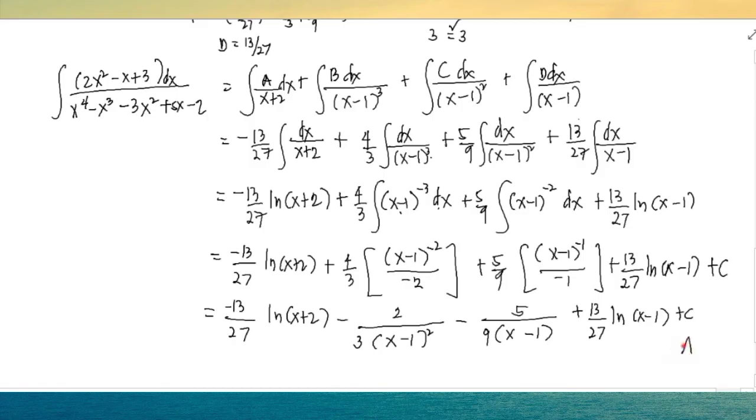And this is our final answer. So kung mapapansin niyo sa module ninyo na itong apat na term na to ay nagpalit-palit lang siya ng posisyon. So, nauna doon si negative 13 over 27 ln of x plus 2. Pagkatapos, sinundan nung pang 4th term natin, and then sinundan nung pang 3rd term natin, and pang 2nd term natin. So, etong mga to ay nagpapalit lang ng order, depende sa pag-assign natin ng mga denominators natin doon sa partial fraction kanina.